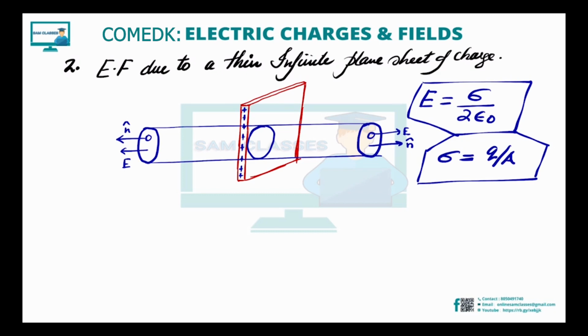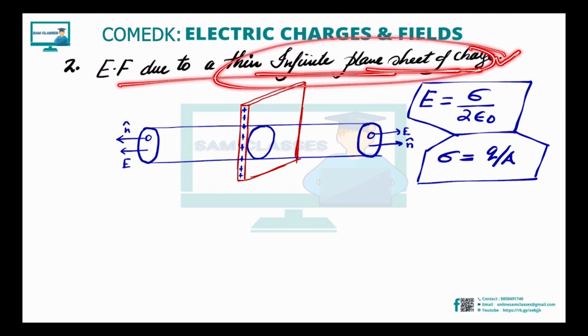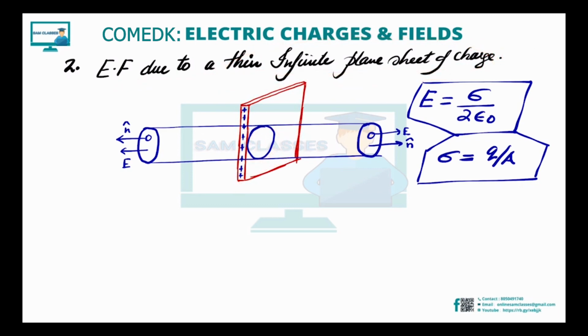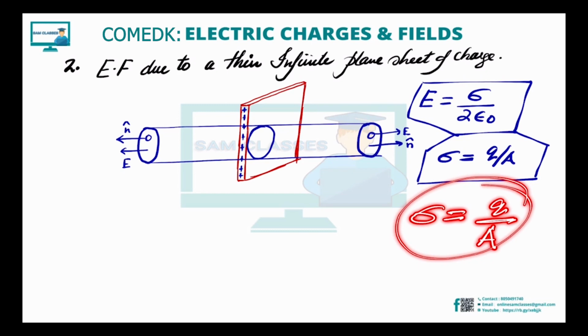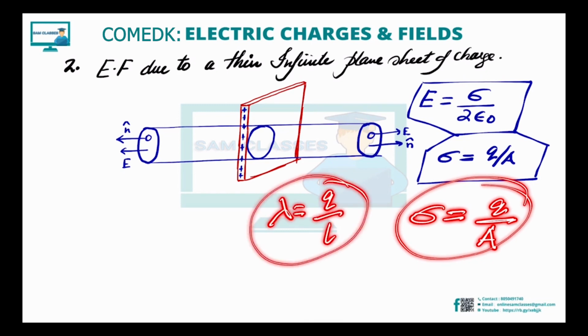Coming to electric field due to a thin infinite plane sheet of charge. We have a plane sheet of charge. Due to this, the electric field is equal to sigma by 2 epsilon naught. What is sigma again? This is surface charge density: how much charge is there per unit area. Lambda was linear charge density, charge by length.